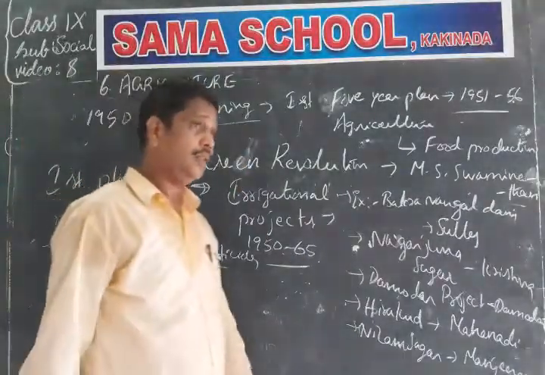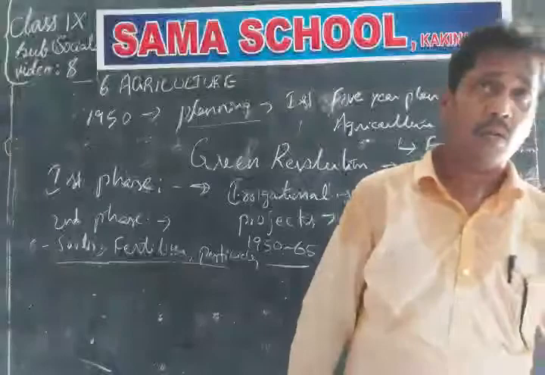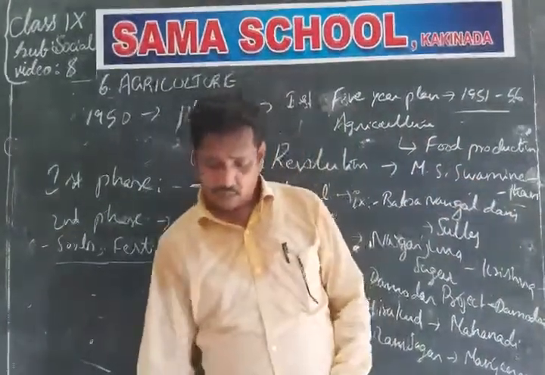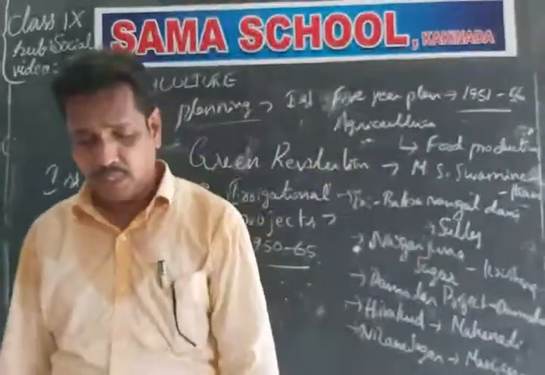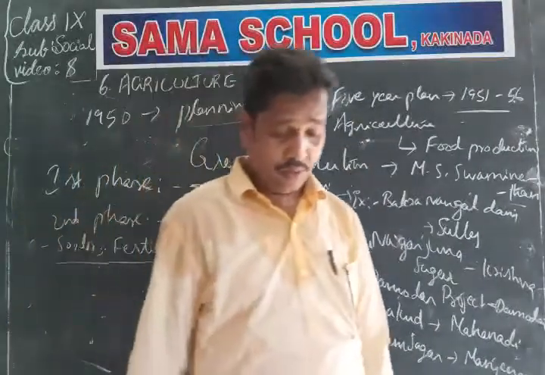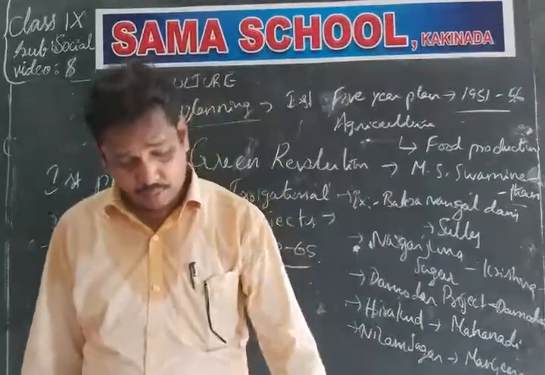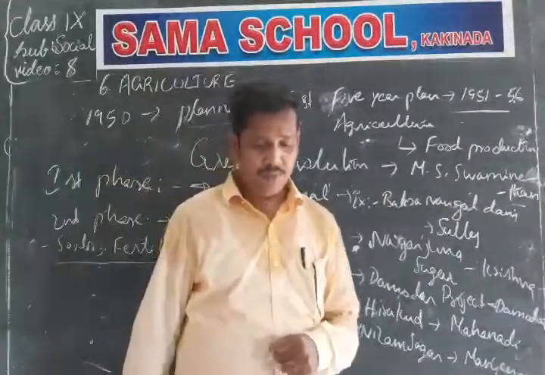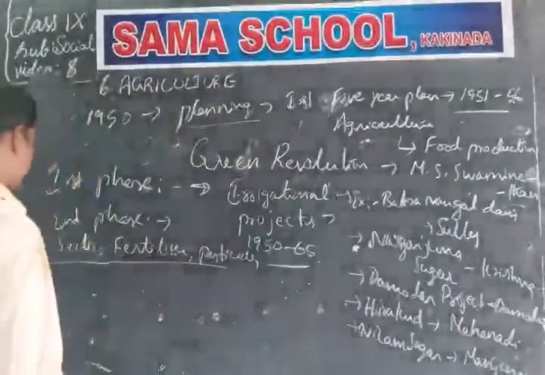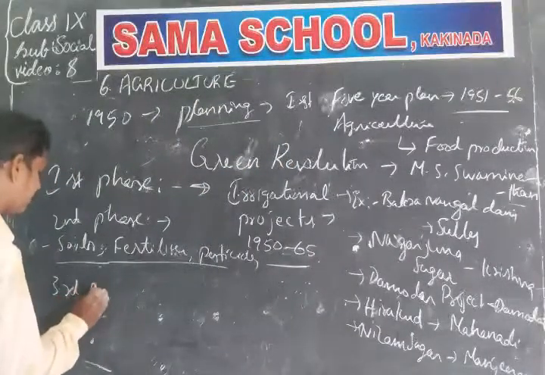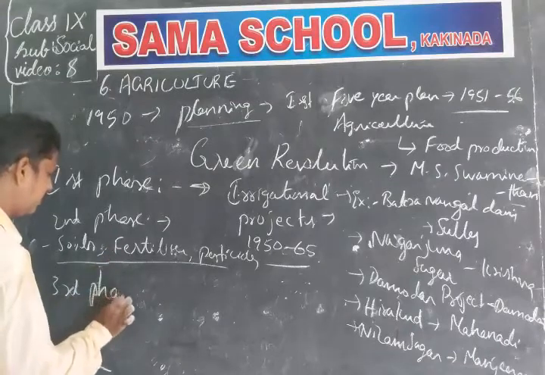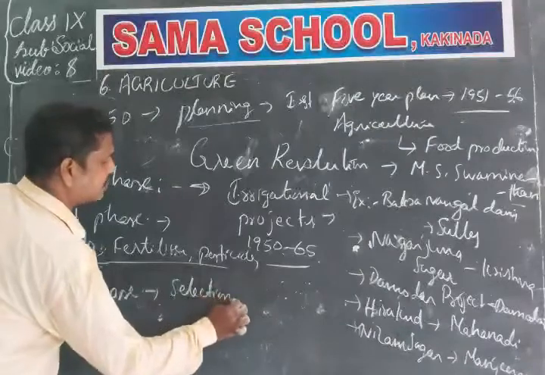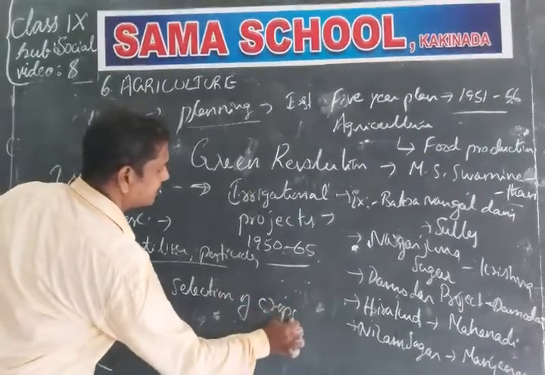Okay, children. In the third phase, mostly we gave priority to the necessity of production. What type of crops we have to select, that we gave importance to. At the same time, we gave importance to the protection of the environment also. That means what type of food production we should raise. In the third phase we gave importance to selection of crops.